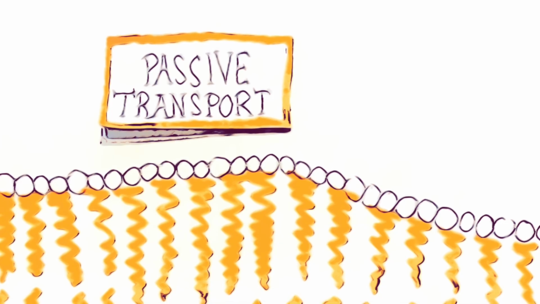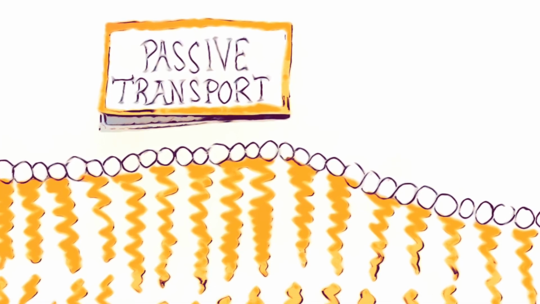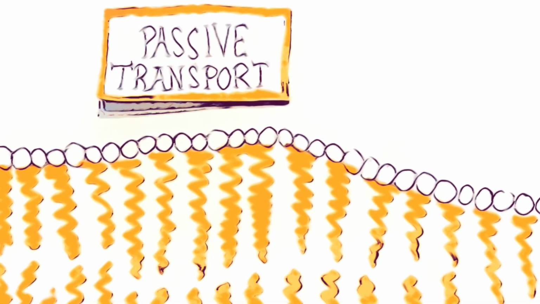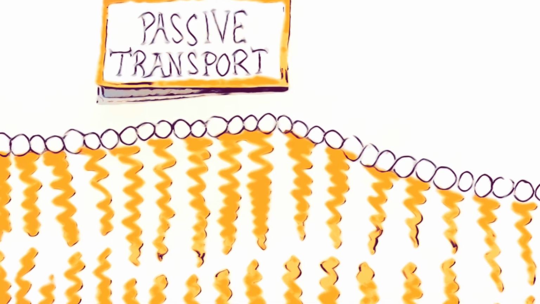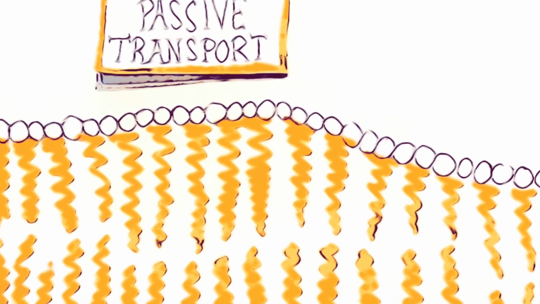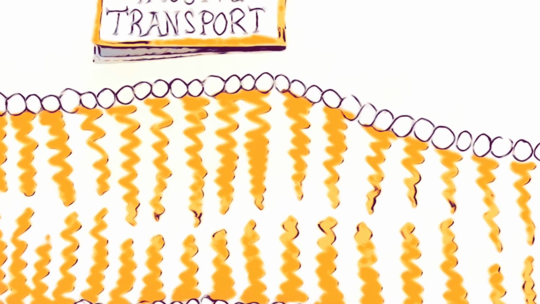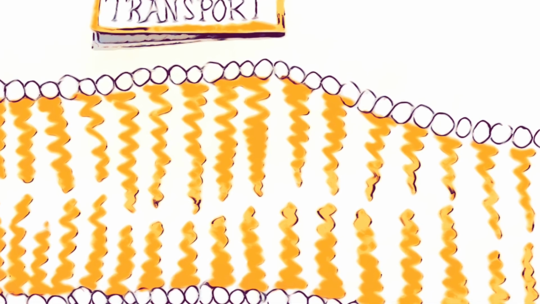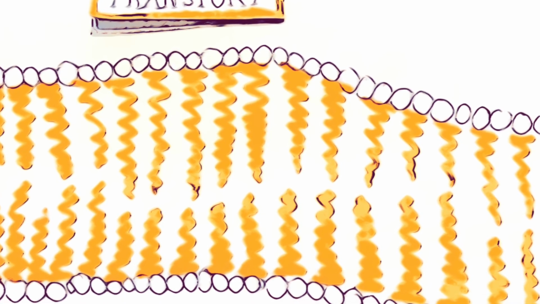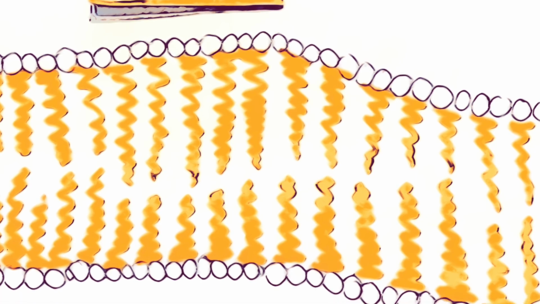So there are a few different ways that substances can pass through the membrane. The two that I'm going to be talking about are passive transport and active transport, starting with passive transport. Passive transport is different from active transport in that it doesn't use ATP.